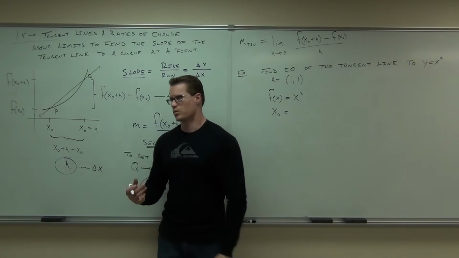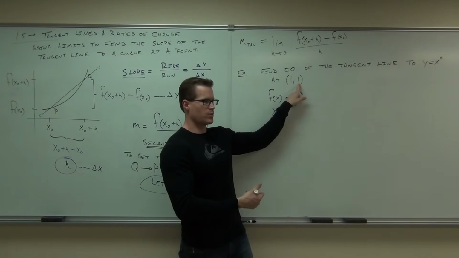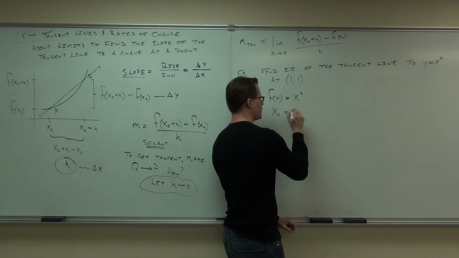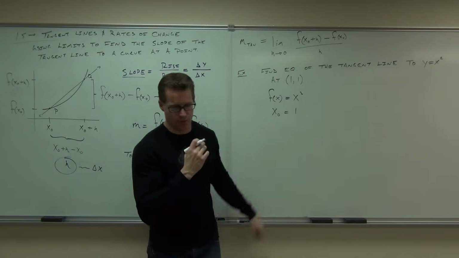It says you're starting at the point 1. Are you guys all right with that? Not because this is the 1, that would be the output. That would be f of x sub 0, or that's what we get when we plug in 1. But the x sub 0 is 1. That's the x coordinate of our fixed point.